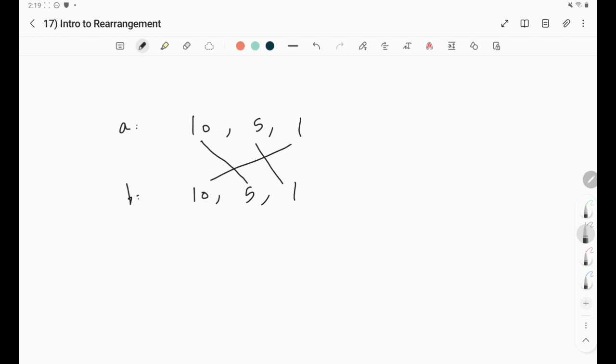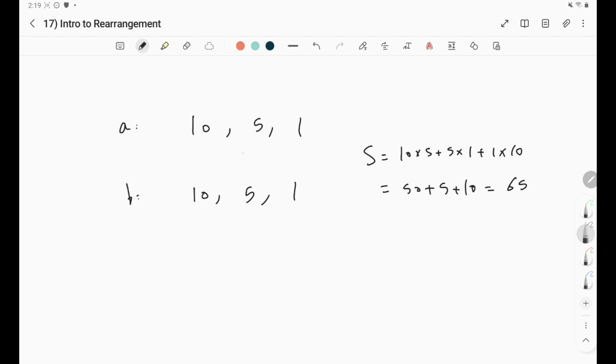And then, if you do this, you're going to get, for example, the sum S equal to 10 times 5 plus 5 times 1 plus 1 times 10. So this is the sum that you get here. You can, of course, evaluate it: 50 plus 5 plus 10, and you get the answer 65. Of course, as you can see, you have many ways to do that.